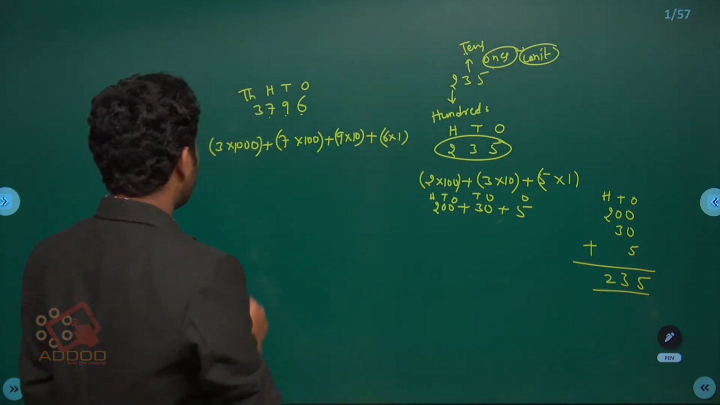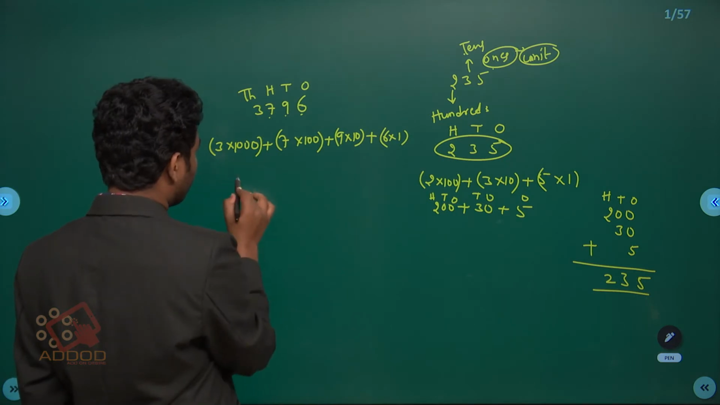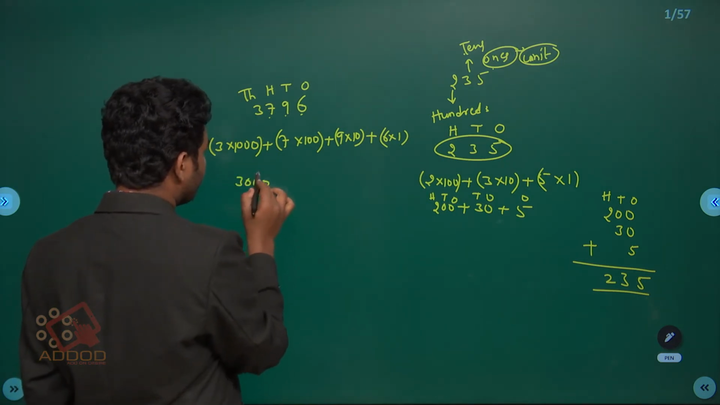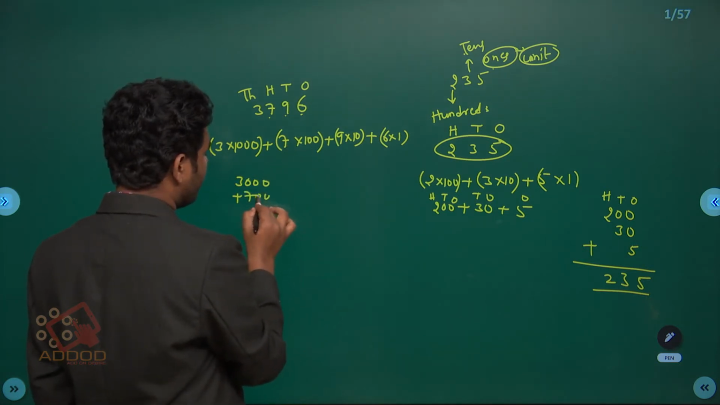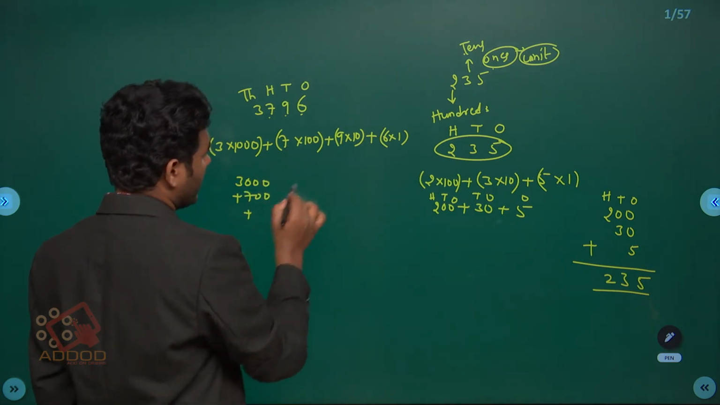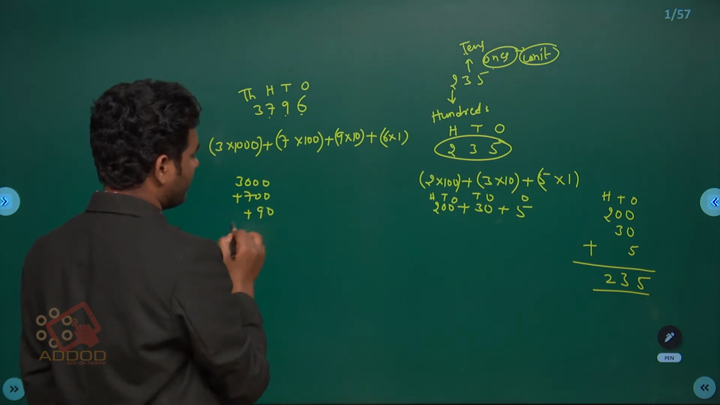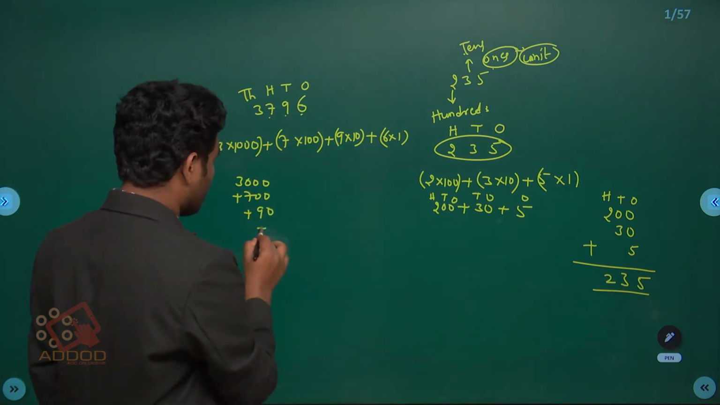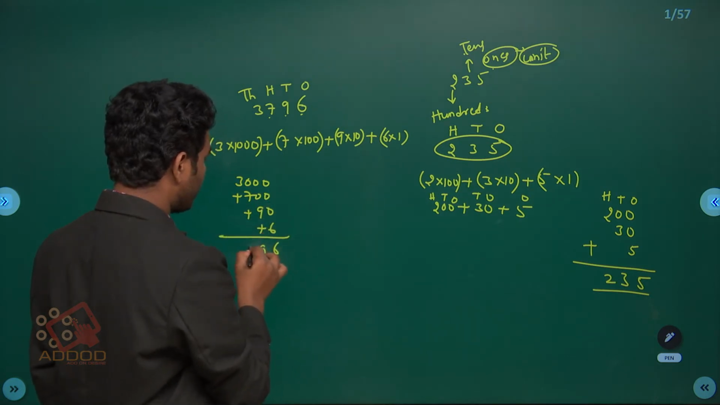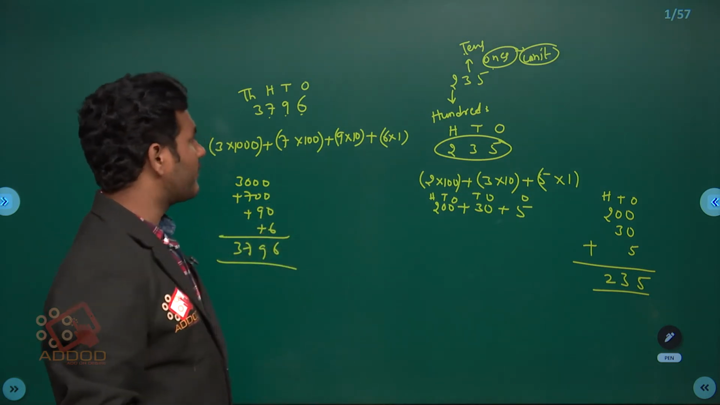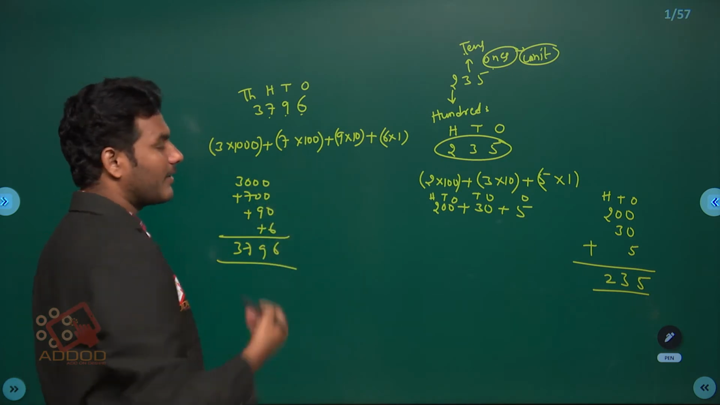Now 3 into 1000 is 3000, plus 7 into 100 is 700, plus 9 into 10 is 90, plus 6 into 1 is 6. So if you add all this, 6, 9, 7, 3, we get 3796. We can write it in this manner.